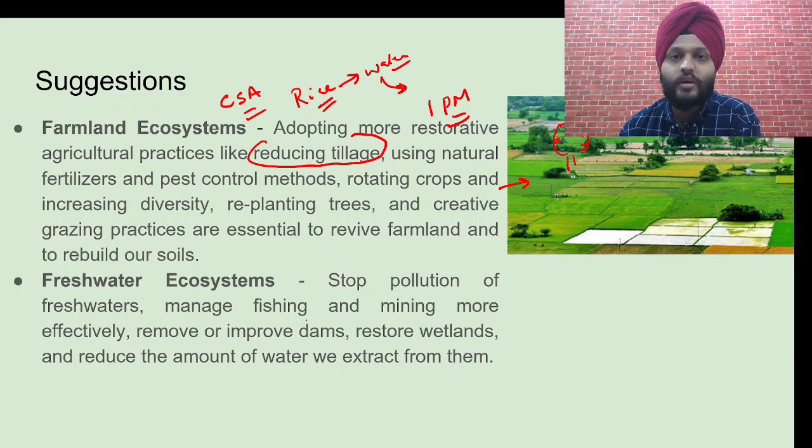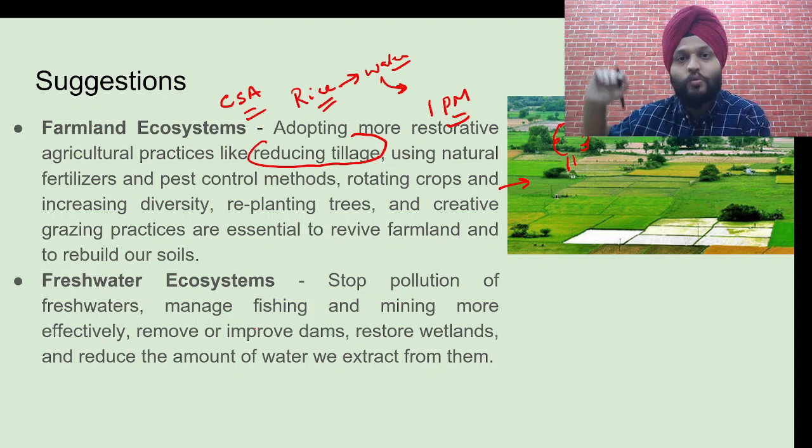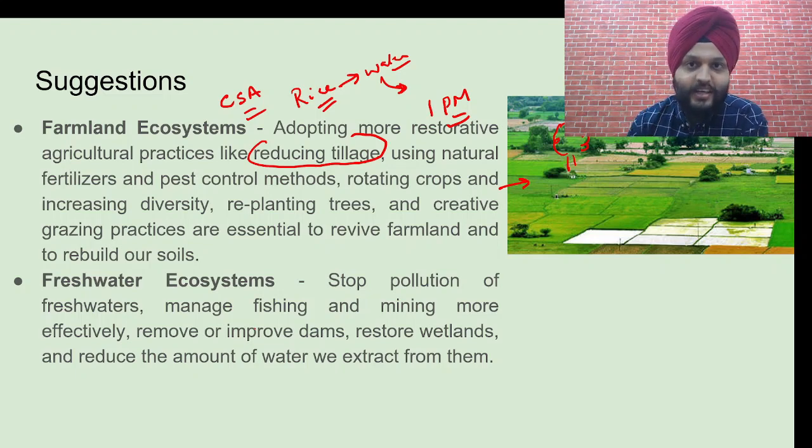Next is freshwater ecosystem. What is freshwater, by the way? Freshwater is lakes. Freshwater is river water. It is also groundwater. It is also the ice that is stored on the mountains. So all of this is freshwater. But in this case, specifically, we are talking about river ecosystem. You can imagine the Yamuna, where pollution is a very big problem.